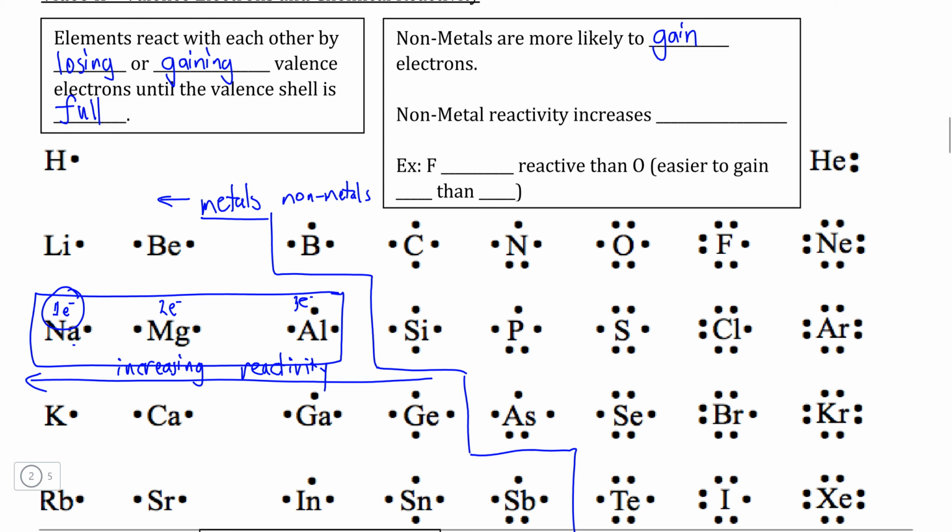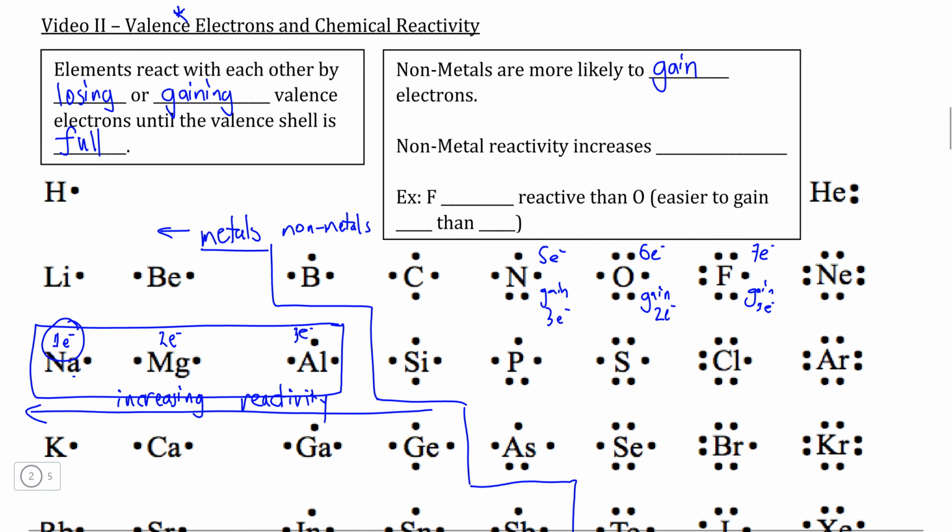For example, with fluorine here, fluorine has 7 valence electrons, meaning that it only needs to gain 1 valence electron in order to have a full outer shell of 8. Oxygen, likewise, having 6 valence electrons, only needs to gain 2, which is significantly easier than losing 6. And even nitrogen here, that has 5 valence electrons, it is easier for nitrogen to gain 3 than it is to lose 5.